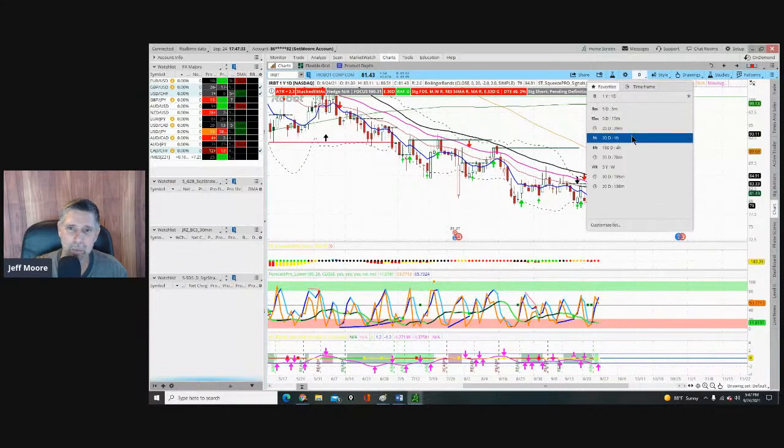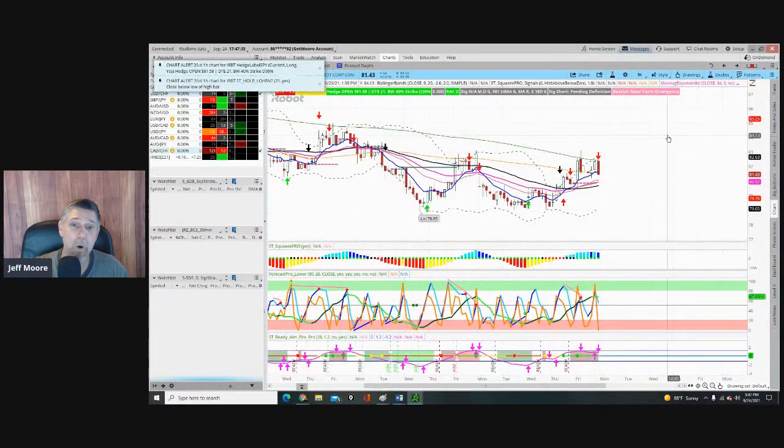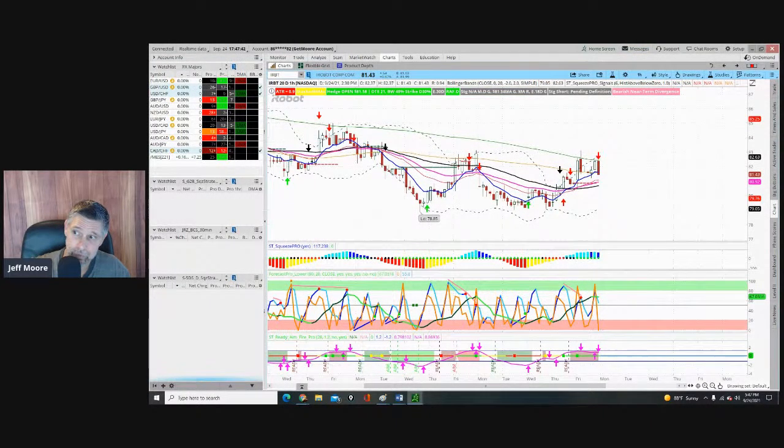I'm just going to look at the hourly. Okay, the hourly is ugly. Ugly. It's really ugly, to be honest with you. It did hit the 200 and bounce down.